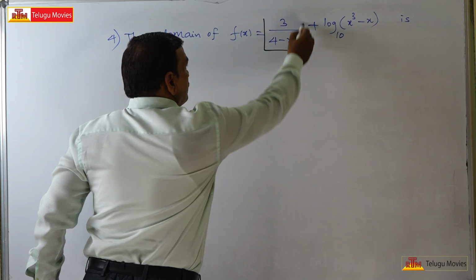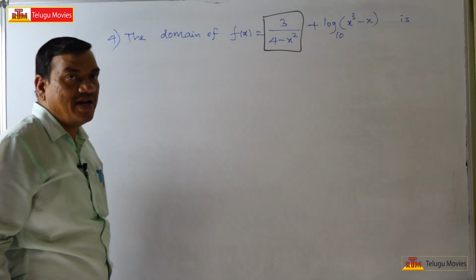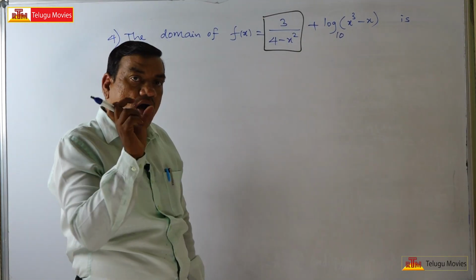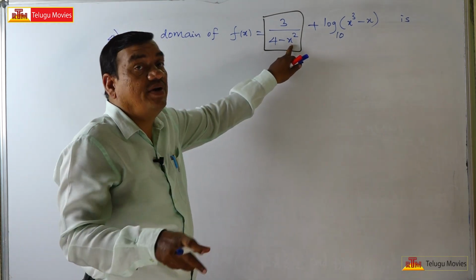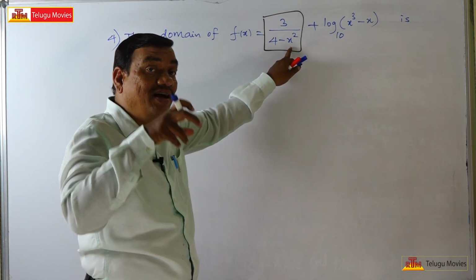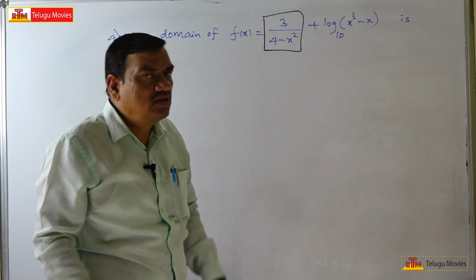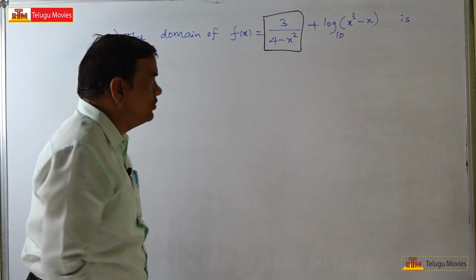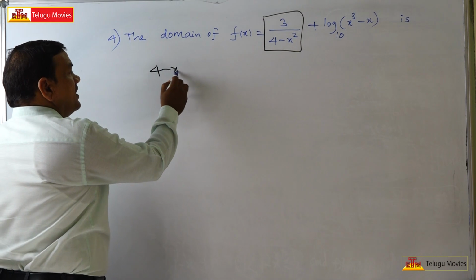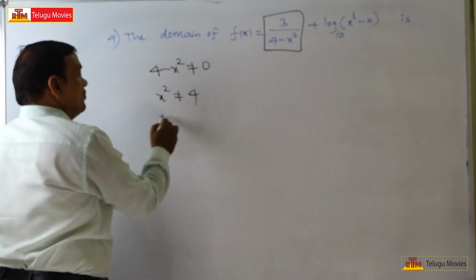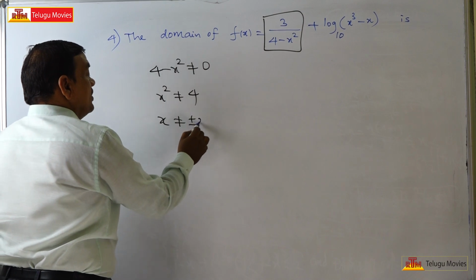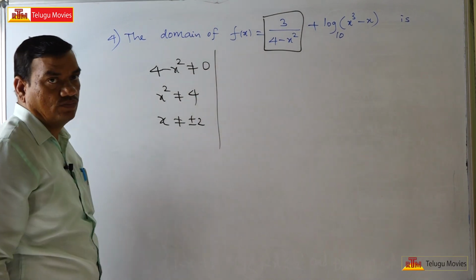Now, what is the first function here? The first function is 3 upon 4 minus x square. Our aim is to concentrate on x. Here x is in the denominator, that means 4 minus x square is in the denominator, and the denominator cannot be equal to 0. That means 4 minus x square cannot be equal to 0. Therefore, x square cannot be equal to 4, so x cannot be equal to plus or minus 2.